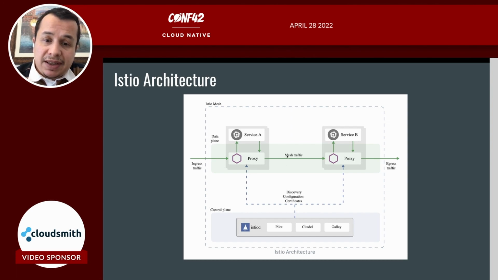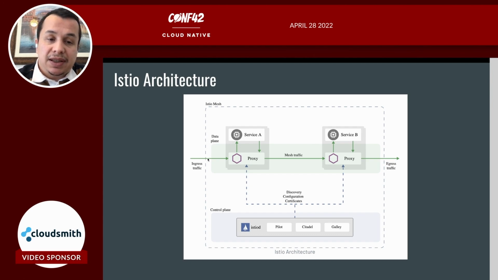So you can see that there are multiple pods in this system, and there are two planes that we can mention. The first one is the control plane that runs Istio's own applications, and in the data plane, your applications will be running. In the data plane, on each pod, there will be a proxy. Istio uses the Envoy proxy to hand over the communication.